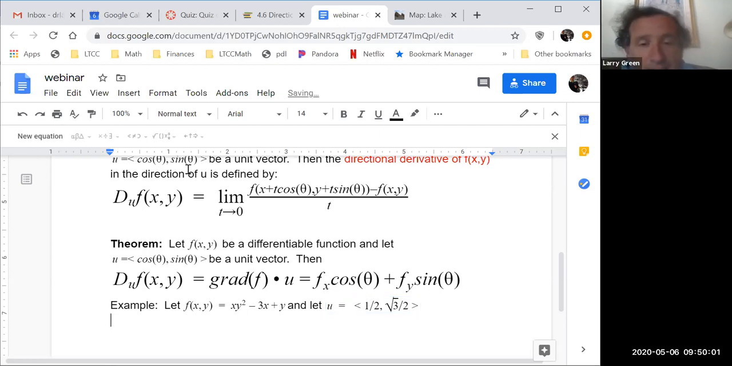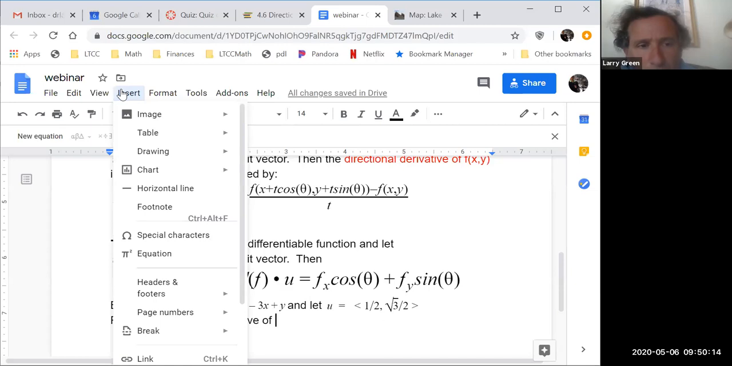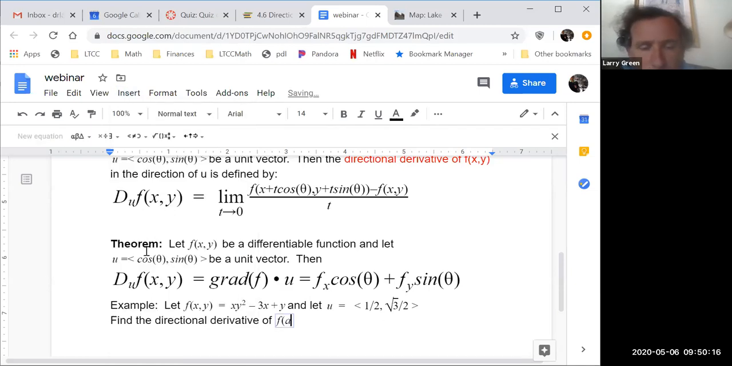Okay, hopefully you're convinced that is a unit vector. Find the directional derivative of f of x, y in the direction of u. Any questions on the question? Okay, well, the idea is this isn't supposed to be hard.